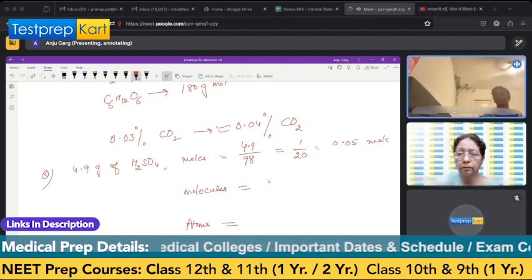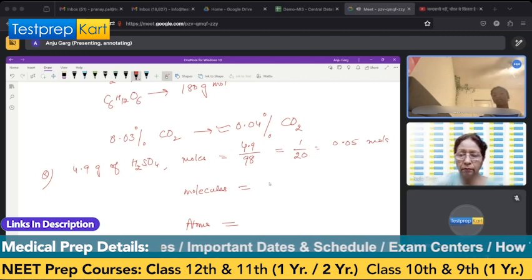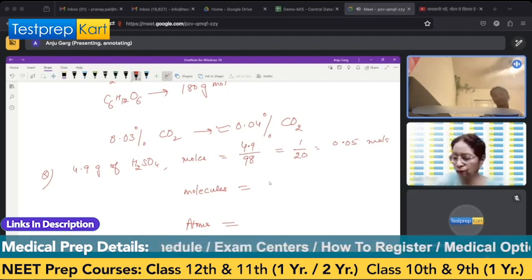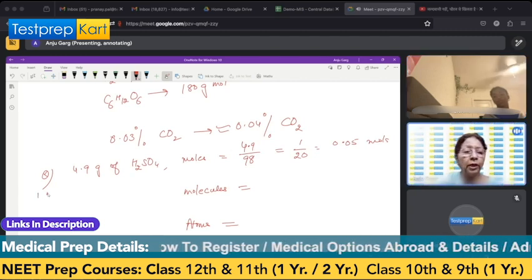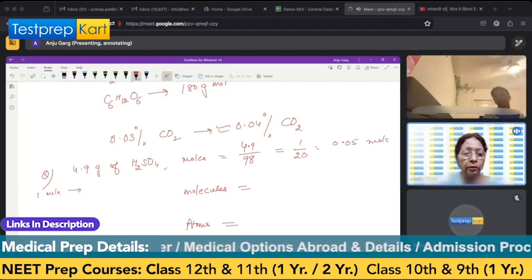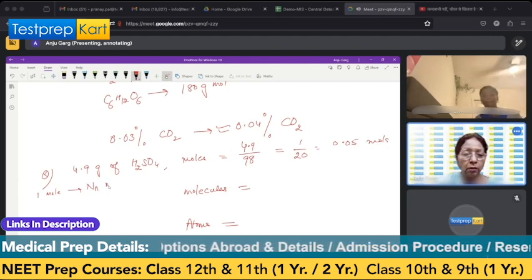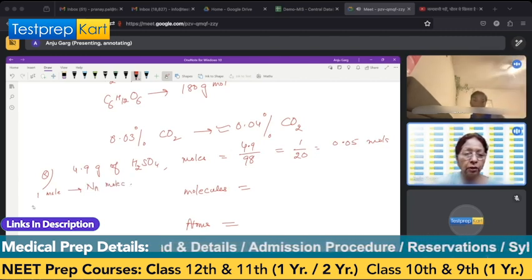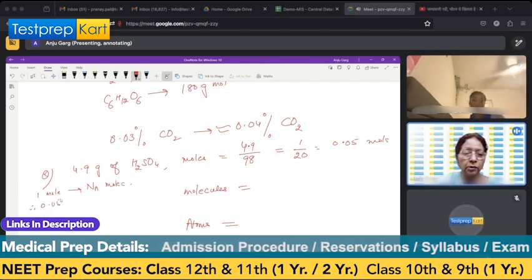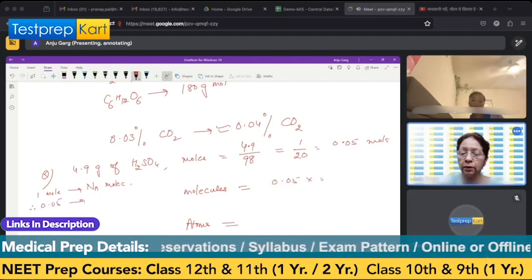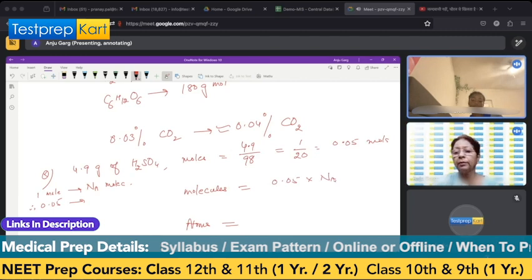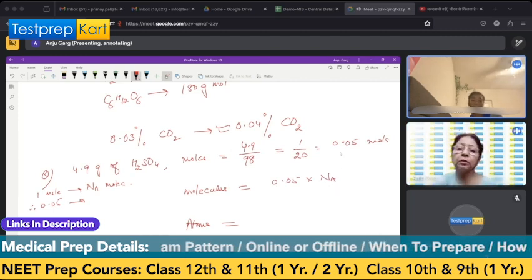6.02 times 10 to the power of 23 divided by 0.05. No, it will not be divided. When one mole has these many molecules, therefore 0.05 moles would have 0.05 into Na, okay? It will become multiplied by Na. So 0.05 multiplied by Na, these will be the molecules.